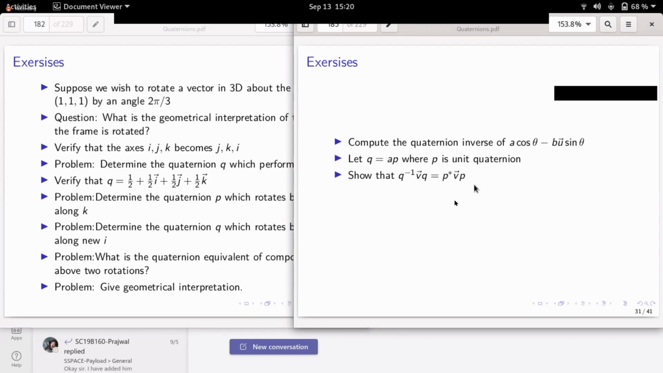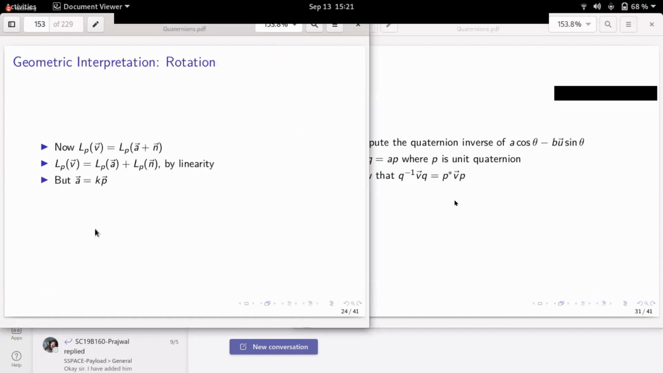Sir, are we defining the inverse in such a way, like P star by norm, or is it computed from some other expression? We are not defining it, we derived it, no? Okay, sir. How did we derive it? I'll show you the derivation.